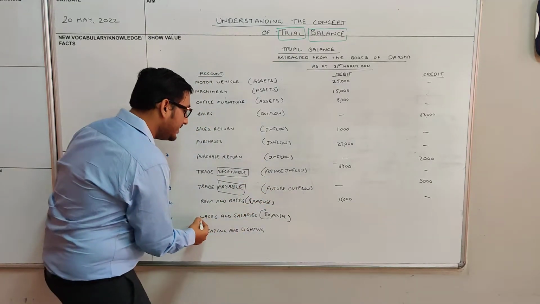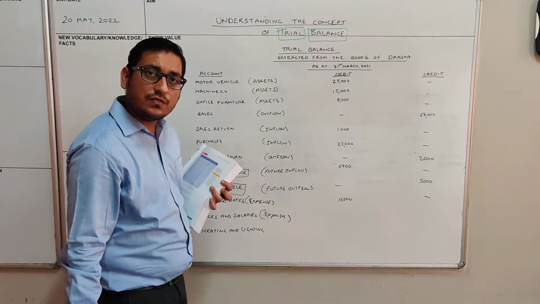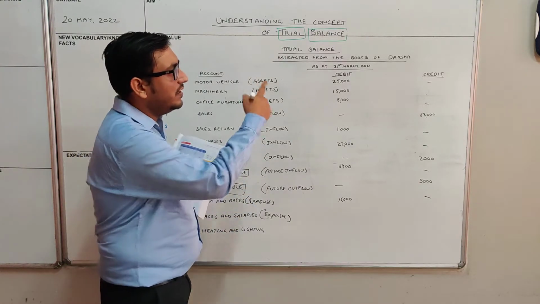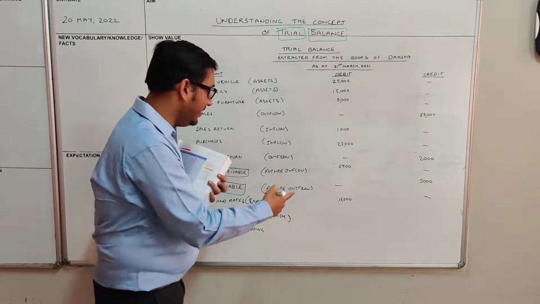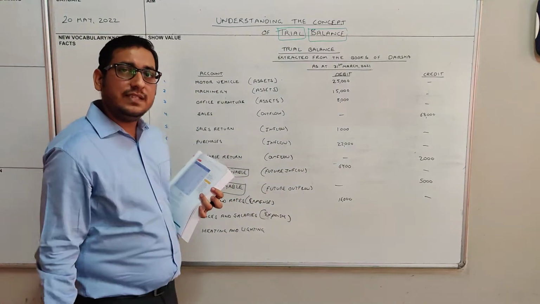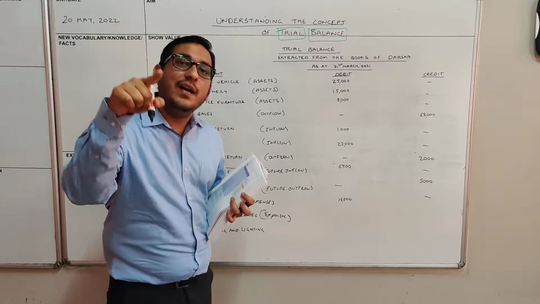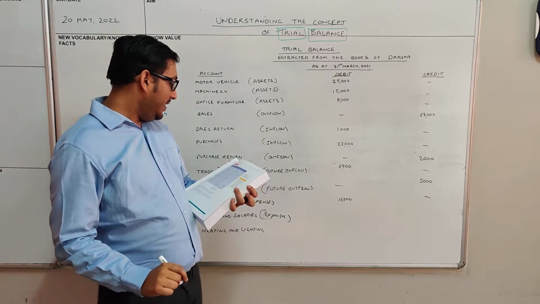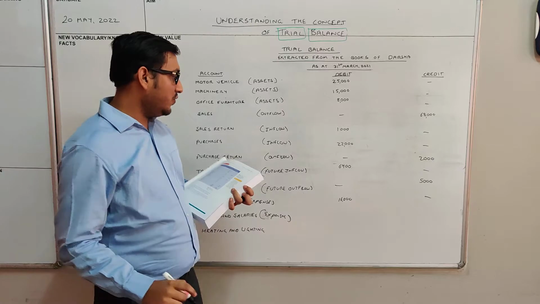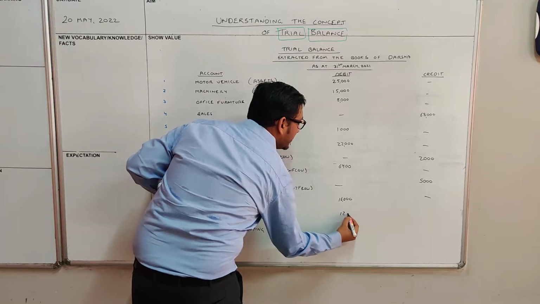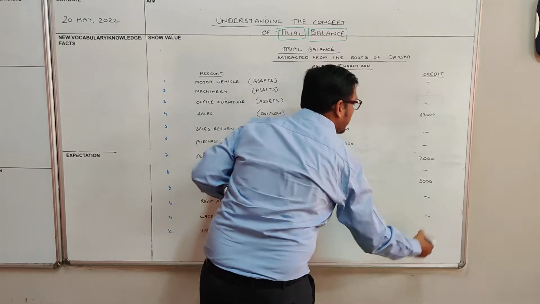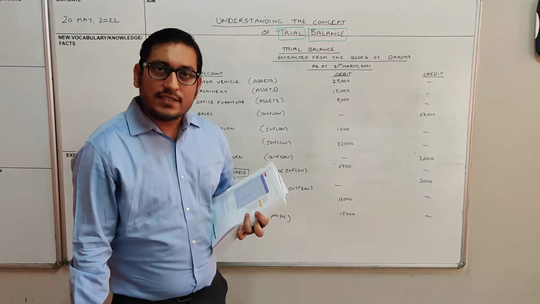So we need to understand the nature of the transaction, the nature of the account, and as per the nature, we will write whether it is a debit or credit. Wages and salary is an expense, and all expenses and losses have a debit balance. The amount is 12,000, so we will write 12,000 on the debit side. Students, are you understanding the concept?